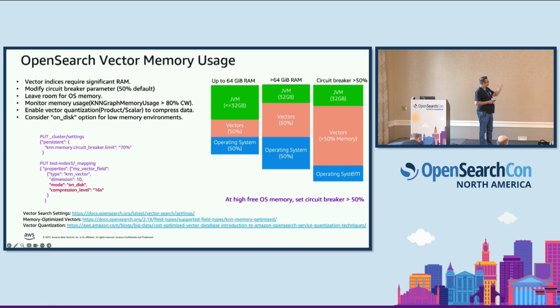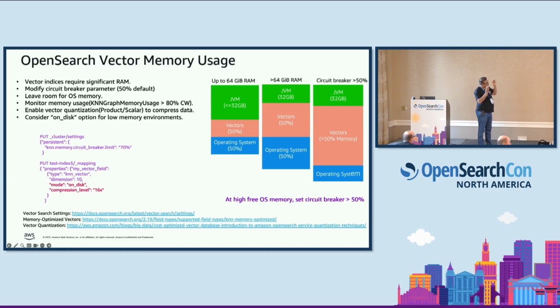But always be mindful of leaving enough memory for the operating system, and keep monitoring. If you're using a cloud service like AWS OpenSearch, there are metrics like KNN graph memory and others. If it is going beyond a certain level like 80% or 90%, that's an indication that you need more memory for vectors.